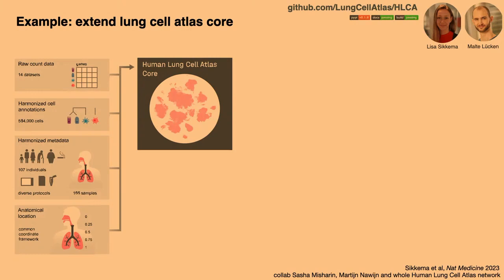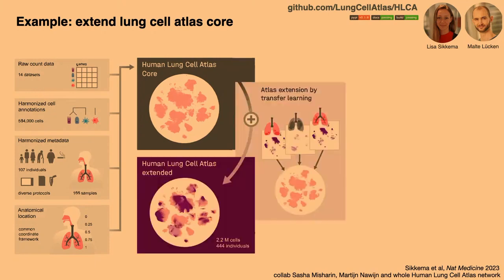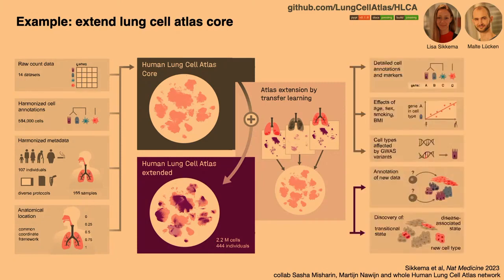So let's use this also for that atlas. In this atlas, initially we started with a rather small data set, but of course, there's always more and more data coming in, and you want to be more complete. And similarly, this will be happening also in the organoid case. So what we now did is we took the same idea with transfer learning. We just extended the atlas. And now we ended up with more than 2 million cells, more than 400 people, where we can do all kinds of downstream analysis. And we have a few examples here.